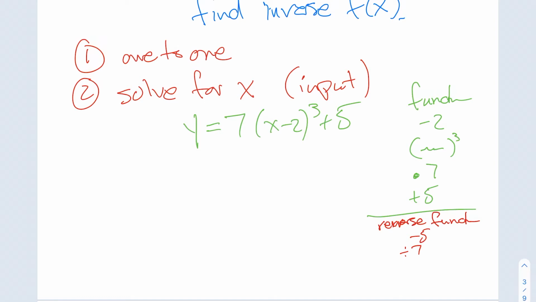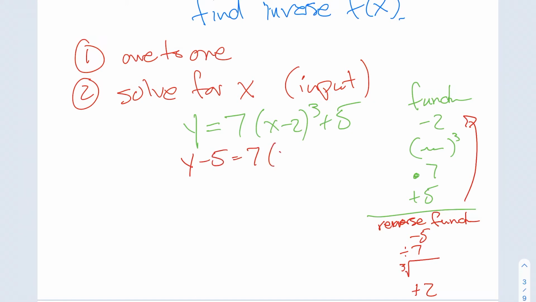Then you took the cube, so to undo that you have to take the cube root. And then the first thing you did was subtract 2, so the last thing you have to undo is that. And so you reverse these functions, you undo them, but in the reverse order. And that's exactly what you do when you solve this algebraically.